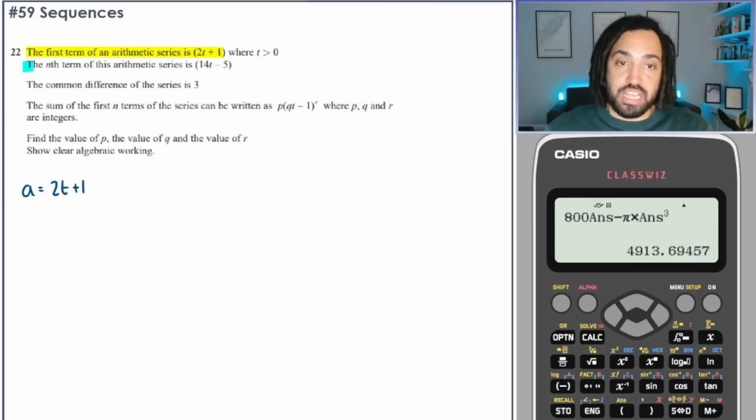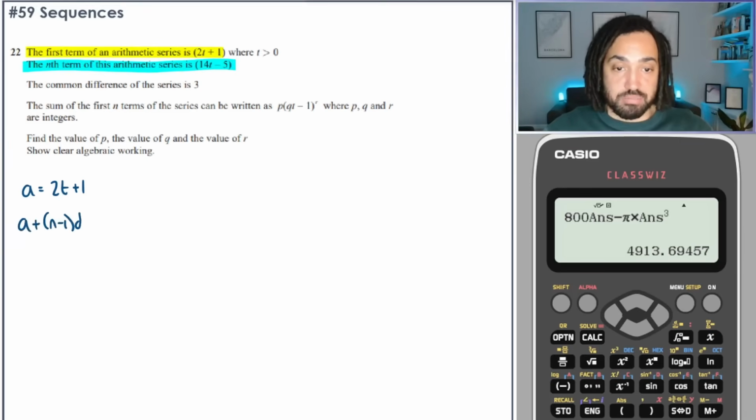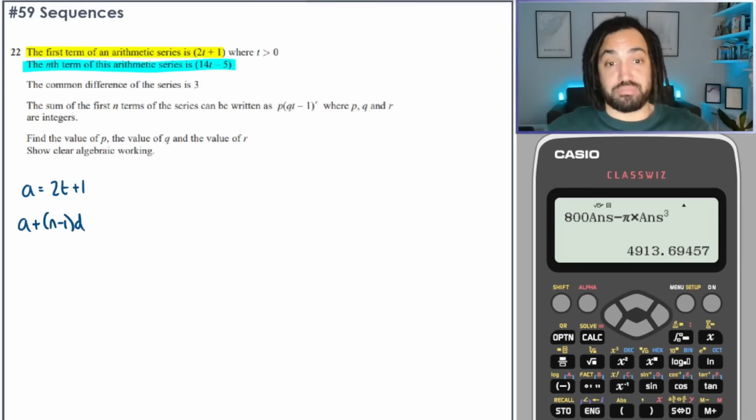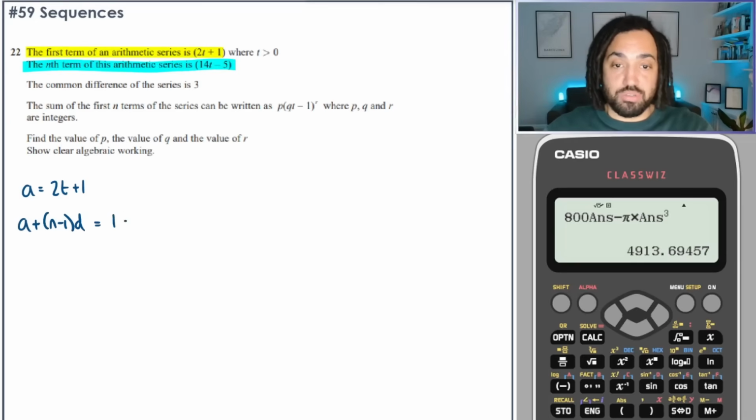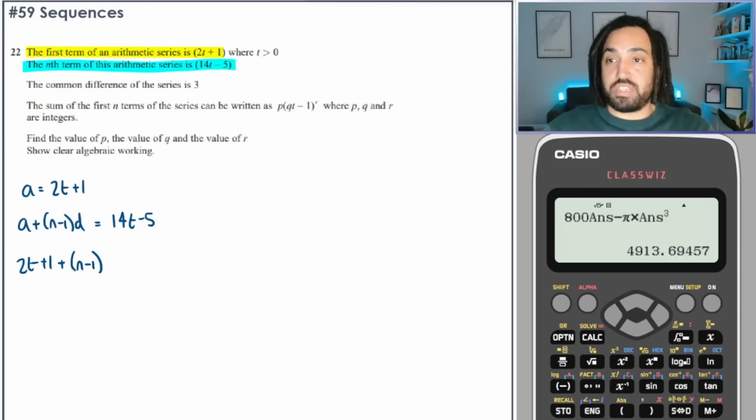Next bit of information, the nth term of the series is 14t minus 5. Well, the nth term formula is a plus (n minus 1)d. Now that's one you have to remember, you're not given that. And we're told that's equal to 14t minus 5. Okay, well, I know what a is. It's 2t plus 1 plus (n minus 1), and I know what d is. That's the next bit of information. So I can write times by 3.